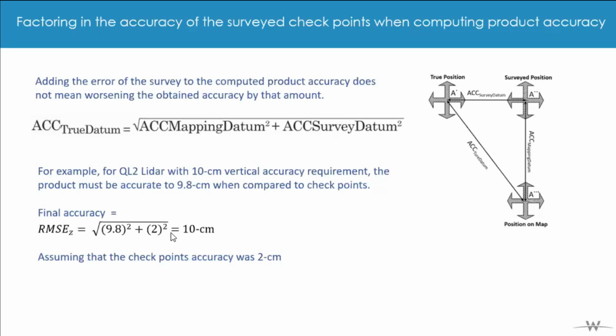But the problem is if your accuracy is not a quality level 1, if you are dealing with mobile mapping, for example, and the accuracy of mobile mapping is 1.5 centimeter, then you're going to find these 2 centimeter will represent 80% or 100% of the product accuracy. It will add a lot, definitely.